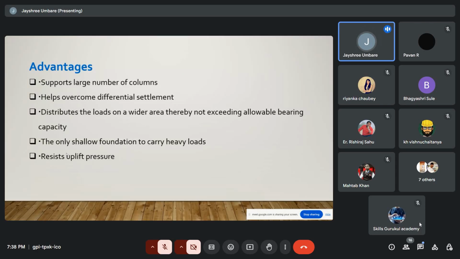Advantages of this: supports a large number of columns, helps overcome differential settlement, distributes the loads over a wider area, thereby not exceeding allowable bearing capacity. It is the only shallow foundation to carry heavy loads and resist uplift pressure. Raft foundation is nothing but a slab, an inverted slab. Then soil pressure is acting on it, hence it is written as resist uplift pressure.